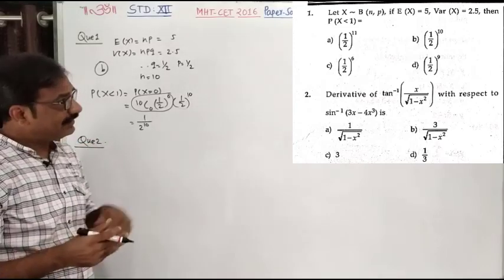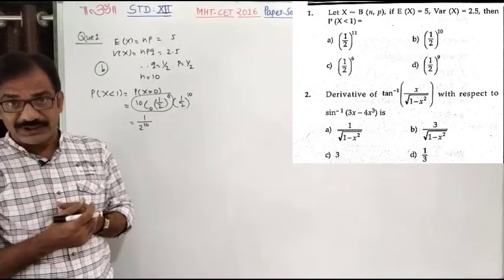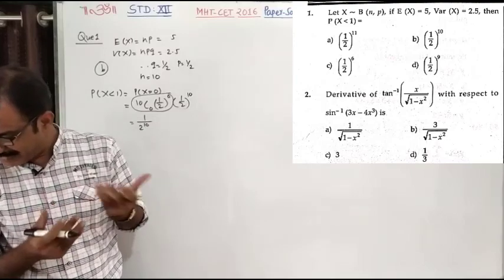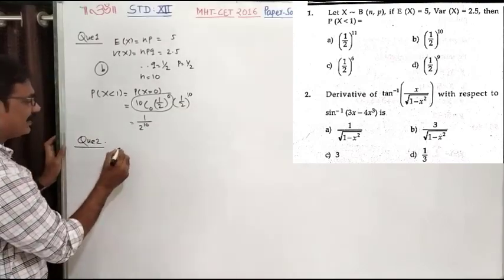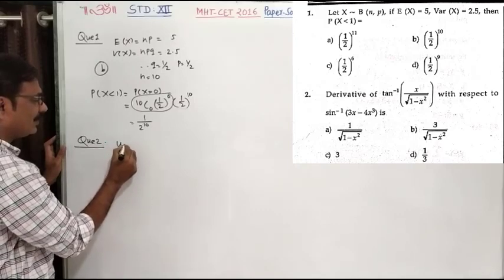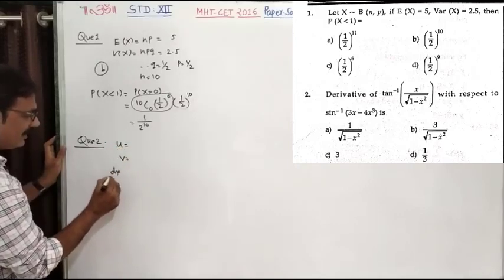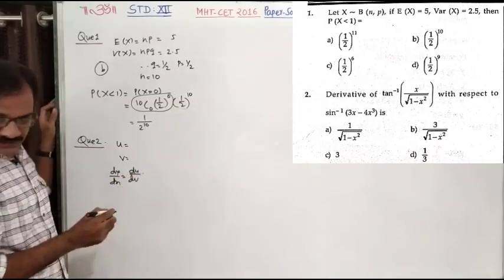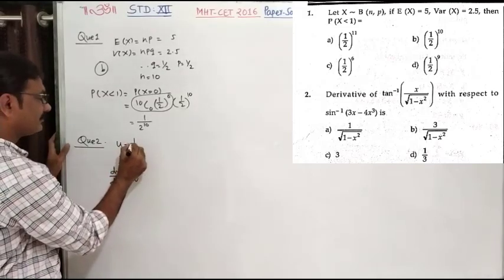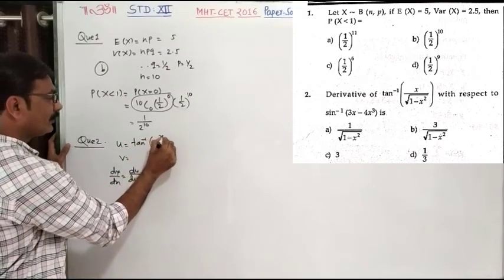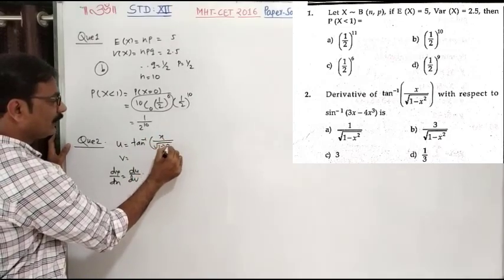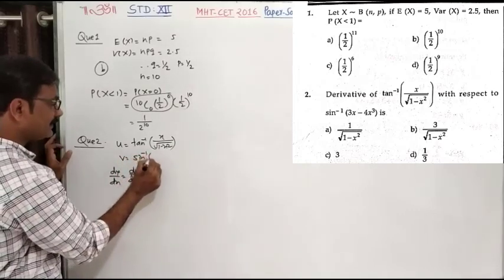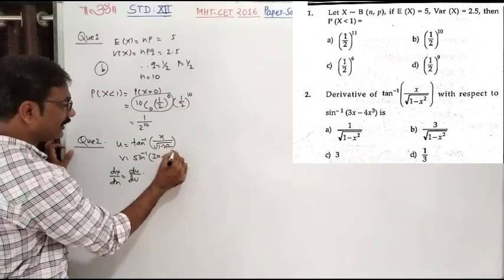Now for question second, see the question. From the wording you can understand that it belongs to the derivative with respect to something given. So directly go like this, u and v. Your dy by dx is du by dv. What is your u? Tan inverse of x upon under root 1 minus x square, and your v is sin inverse of 3x minus 4x cube.